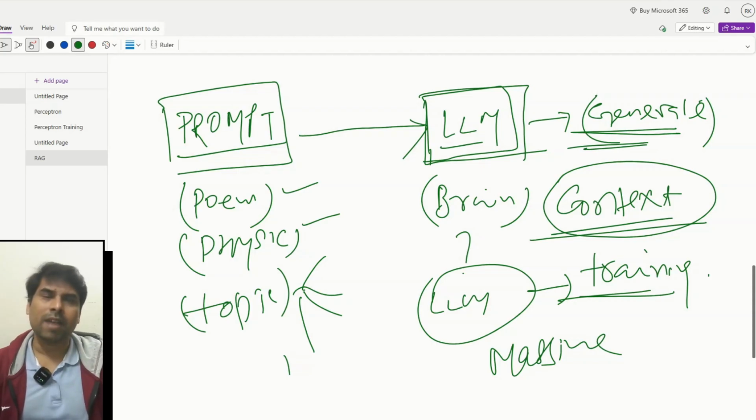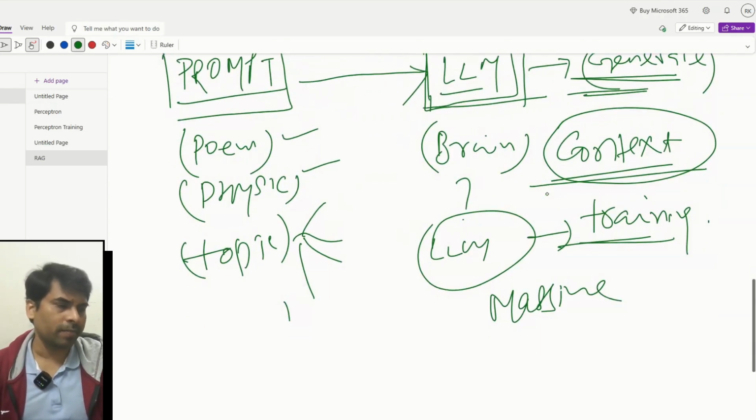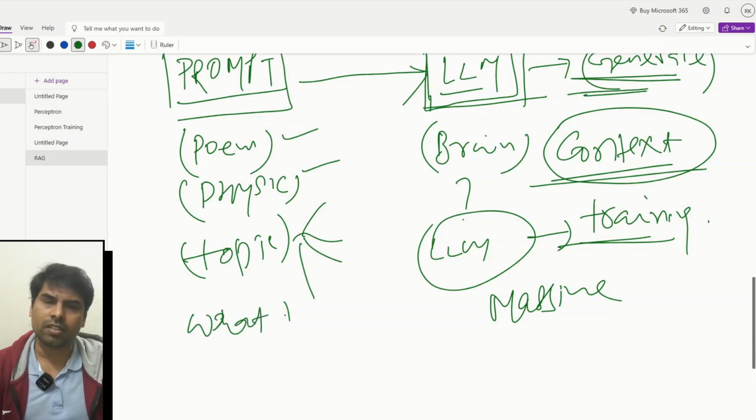This has been done on massive data, billions of data, that's okay. Suppose I have a question about physics. Suppose this is my prompt: what is Newton's law of motion? It can be any topic, I'm just giving a random one. Suppose you're giving this prompt.